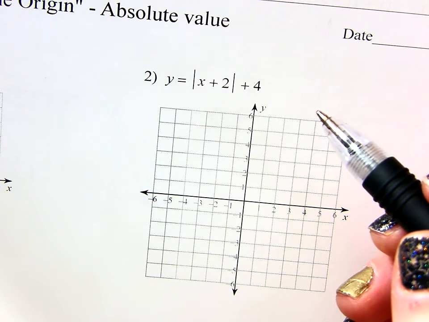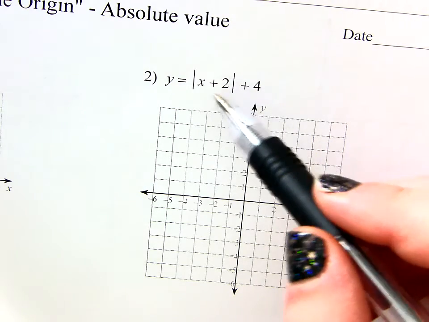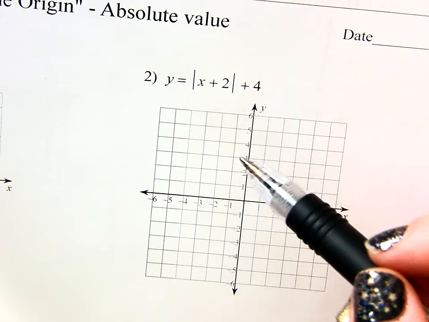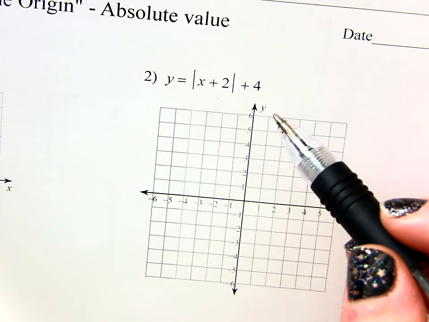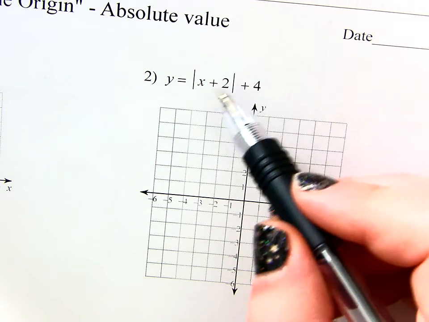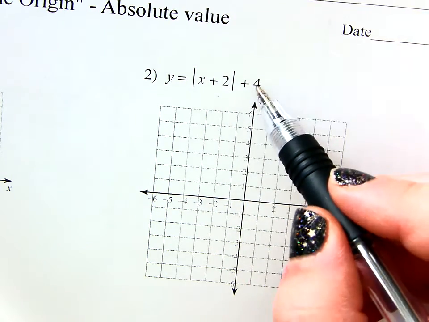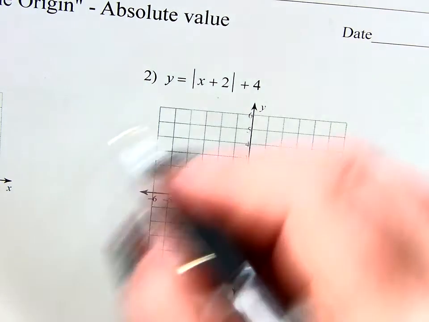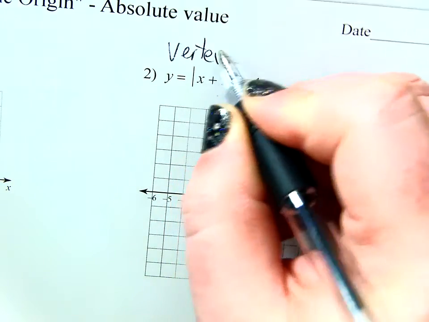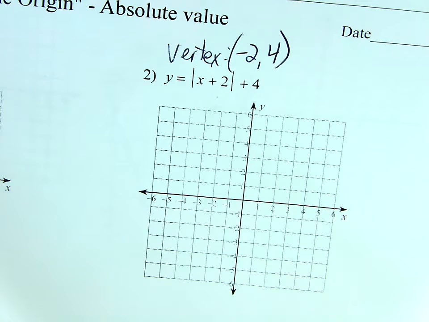Who can tell me what the vertex is of this one? Knowing it follows a very similar pattern, what must H be? H is always the thing in there with the X. -2, and then K is 4. So just like when it was a quadratic, it's always the opposite of the thing that's in there. I want the opposite of this thing, comma, that thing. And there's my vertex. So the vertex this time will be at -2, 4. Is that okay? Just like it was with the quadratics.